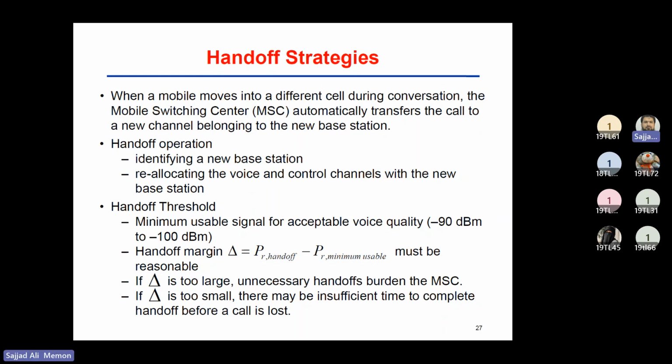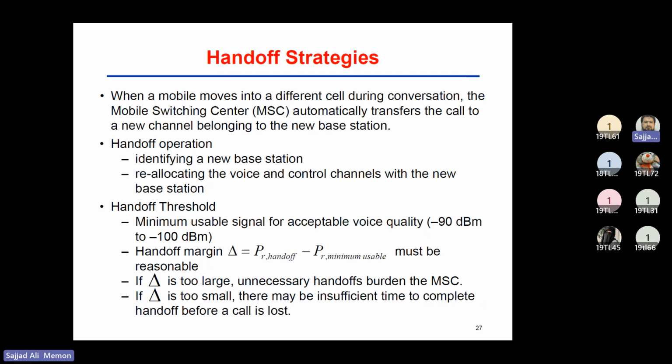So the question is when to start this handoff. Basically it depends on the power handoff threshold, or the power values. There are two powers. One is the actual power being received by the mobile station at a given time. Another power is called the minimum usable power. That is the minimum power required for mobile users to receive the signal at an acceptable level, or the power level at least required to understand the communication properly. That ranges from -90 to -100 dBm. That is the minimum usable signal power for acceptable voice quality.